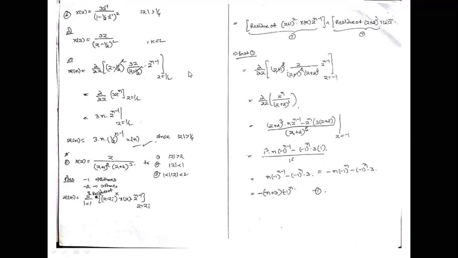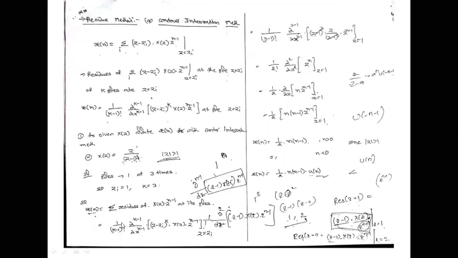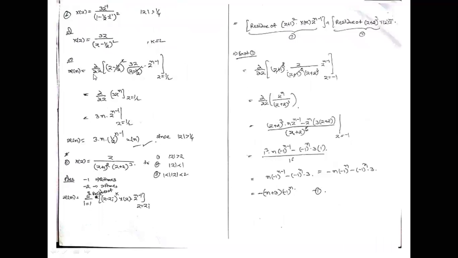So what is the formula we have? Because it is a square term, k is equal to 2. You know the formula: 1 by k minus 1 factorial. Here k is 2, so 2 minus 1 factorial is 1 factorial, which is 1. No need to write this. Then dou power k minus 1, that is 2 minus 1, the first partial derivative, and z minus zi whole power 2. What is zi here? Zi is equal to 1 by 2.